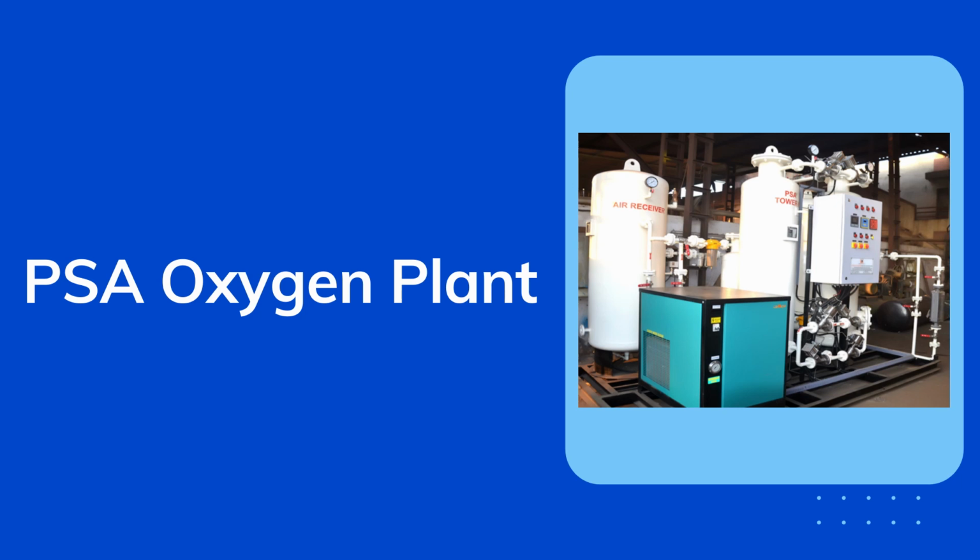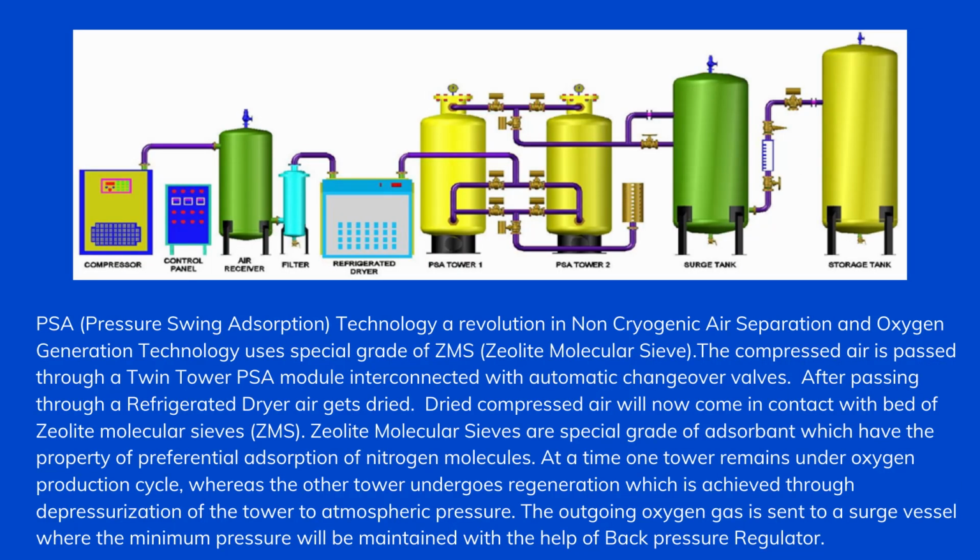PSA oxygen plant. PSA, pressure swing adsorption technology, a revolution in non-cryogenic air separation and oxygen generation technology, uses a special grade of ZMS, zeolite molecular sieve. The compressed air is passed through a twin-tower PSA module interconnected with automatic changeover valves. After passing through a refrigerated dryer, air gets dried.